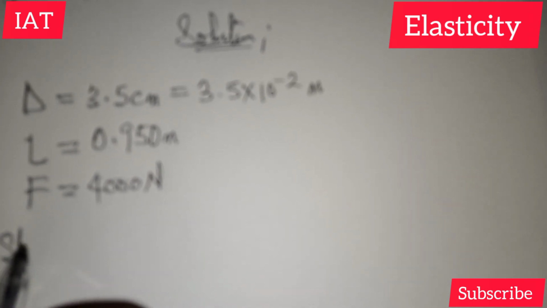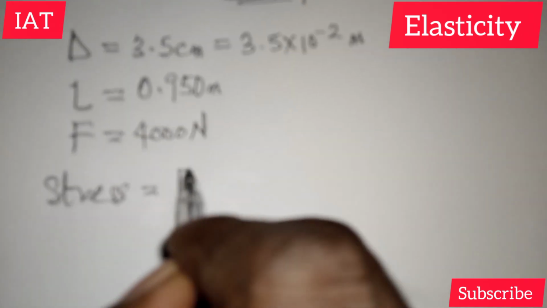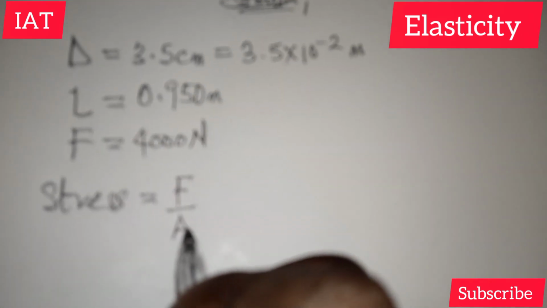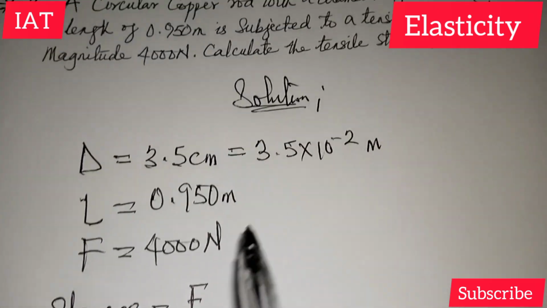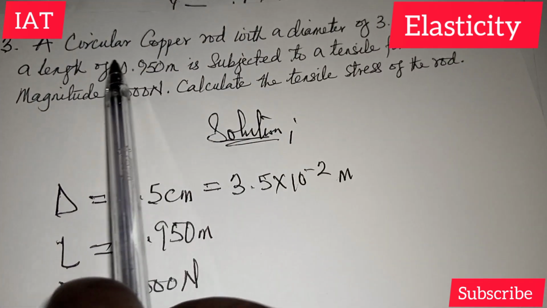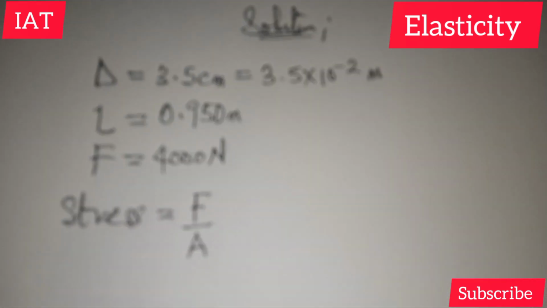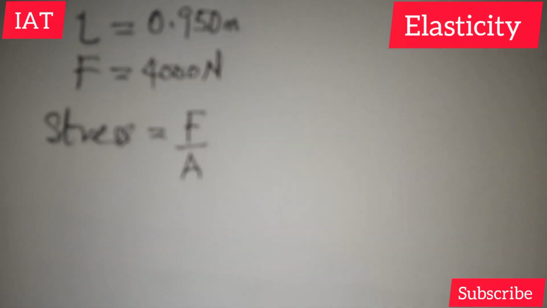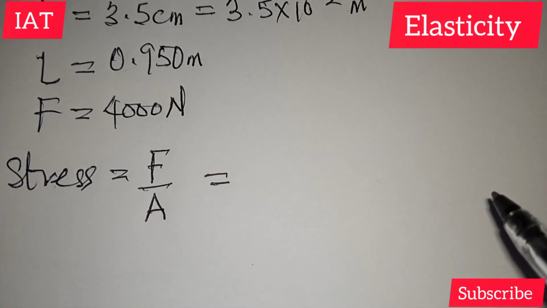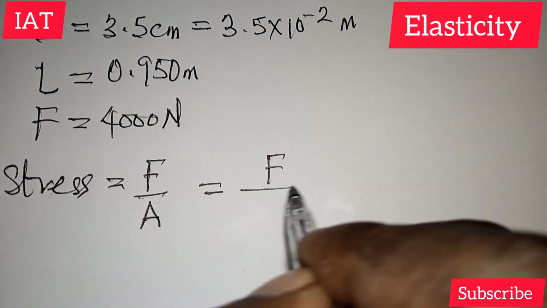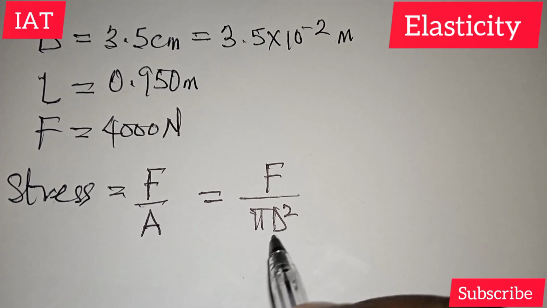So what exactly is the major concern? We're asked to find the stress. The stress by formula is force over area, from the basic work we've done, but we need to know the area. From the question, it is a circular copper rod, so we need to know the area of a circular copper rod so that we can substitute it into this expression. The expression becomes force all over the area, and the area of that circular copper rod will be pi d squared over 4.